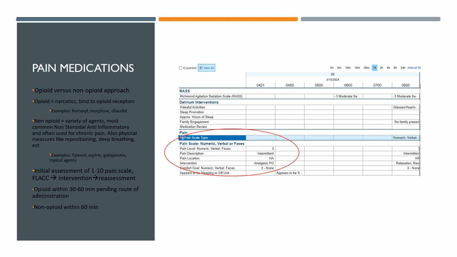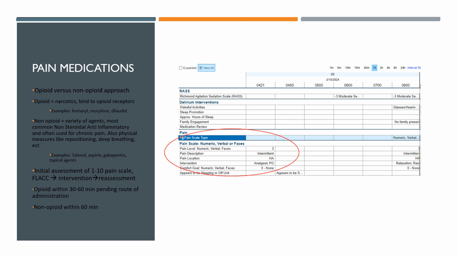Initial pain assessment typically uses a 1 to 10 pain scale and tools like the Critical Care Pain Observation Tool, or the CPOT tool, among other pain scales. The FLACC scale, face, legs, activity, cry, consolability, is also used particularly for nonverbal patients as well as pediatrics. After an intervention, reassessment is crucial to ensure effective pain management.